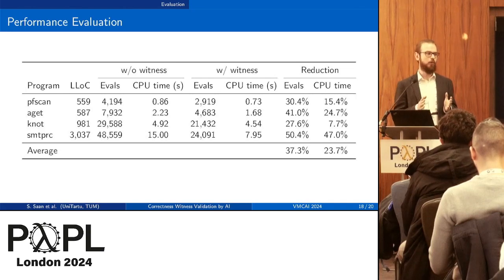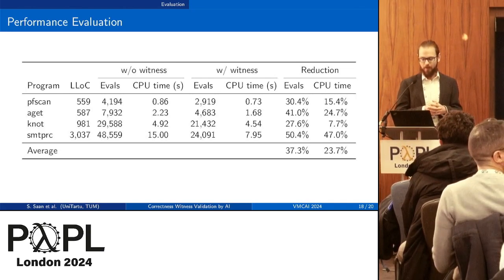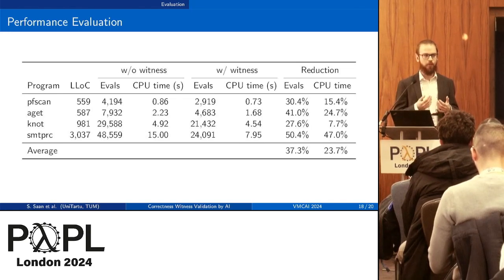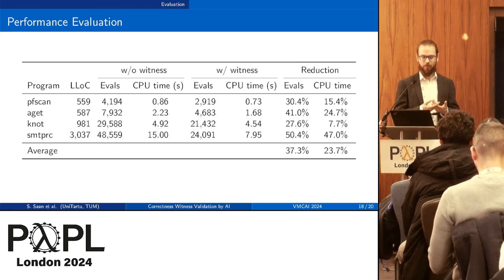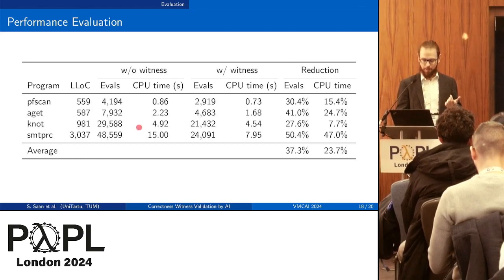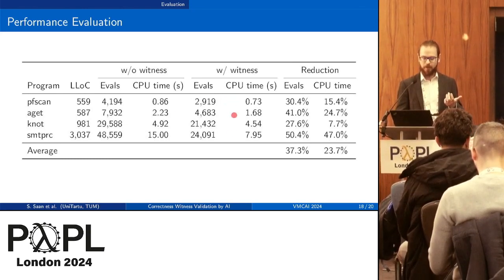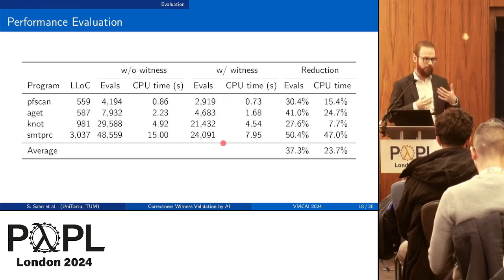Then we manually wrote the witnesses for these programs with some invariants in them, and we used our technique for witness-guided verification to, again, verify these programs. And what we see is that the analysis goes both faster and also the number of transfer function evaluations goes down as we expect.